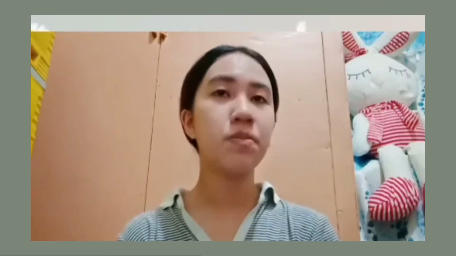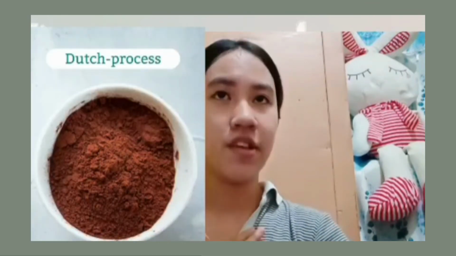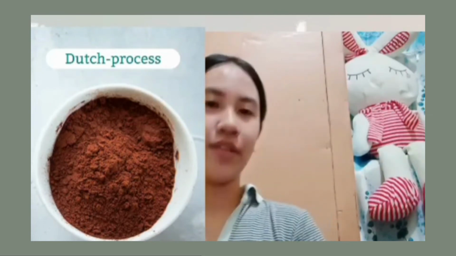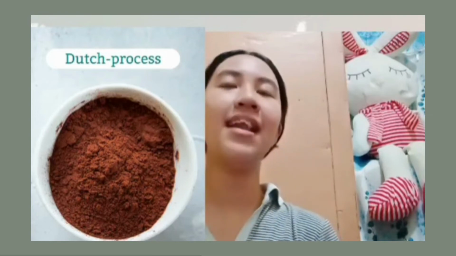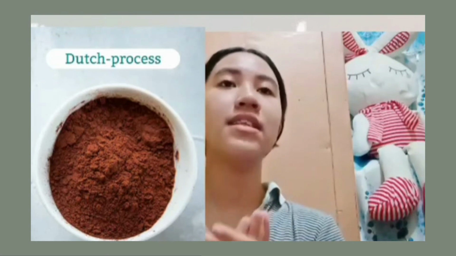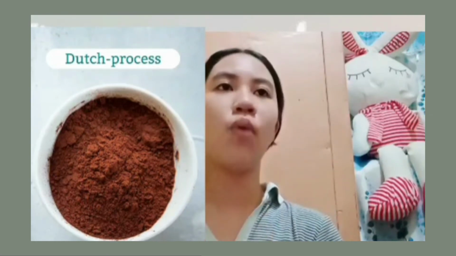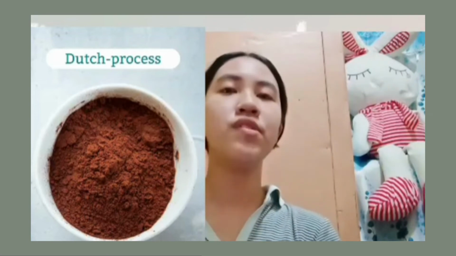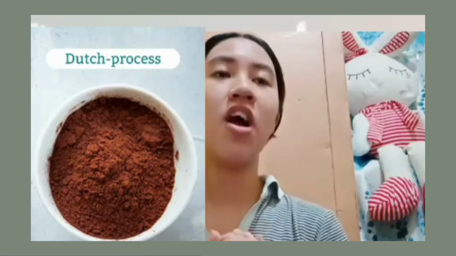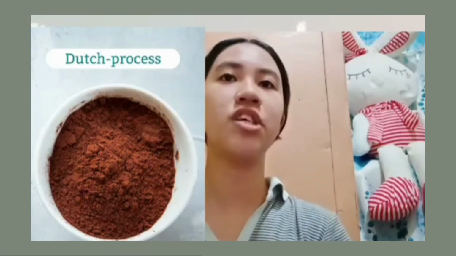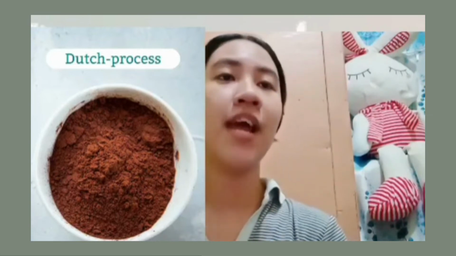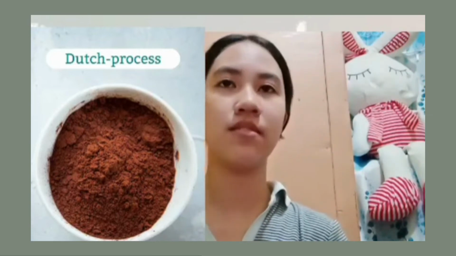Next, I will explain the Dutch process or alkalized unsweetened cocoa powder. It is treated with an alkali to neutralize its acids because it is neutral and does not react with baking soda. It must be used in recipes calling for baking powder unless there are other acidic ingredients in sufficient quantities used. It has a reddish brown color, mild flavor, and is easy to dissolve in liquids.